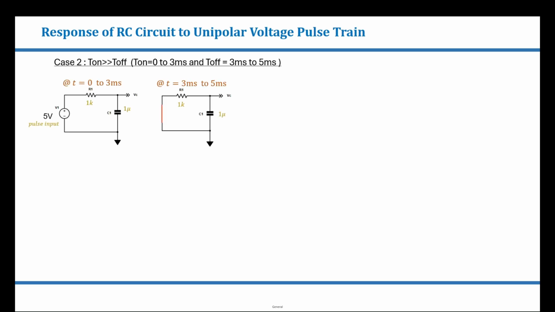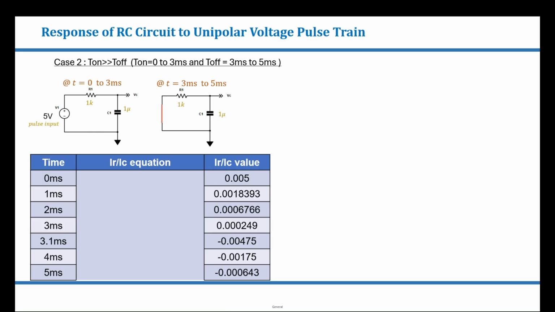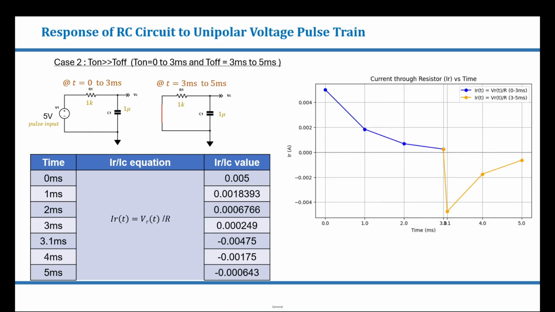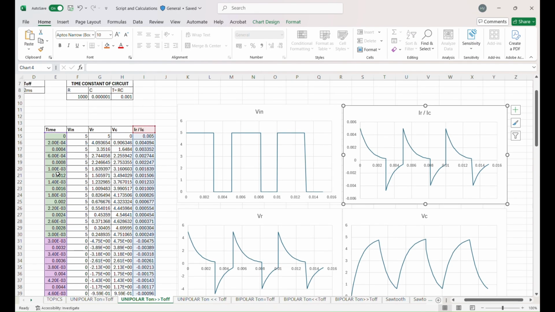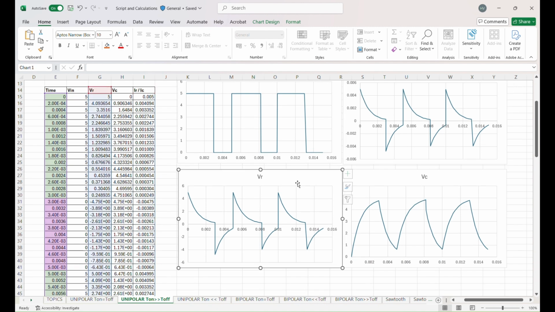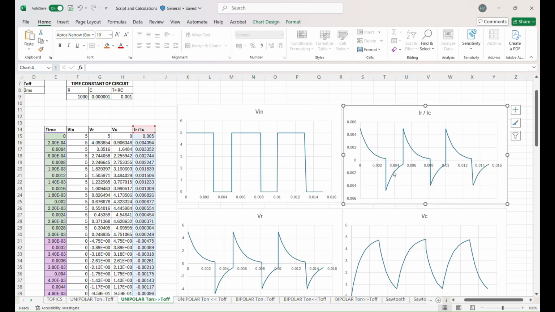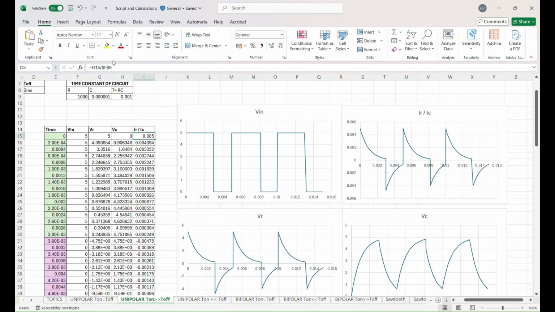Now let's look at the current flowing through the circuit. Since R and C are in series, same current flows through the circuit, which is equal to VR by R, and it looks similar to the behavior of voltage across resistor. We can see that the current flowing through the circuit is plotted and it looks similar to voltage across resistor. And its formula is VR divided by R.